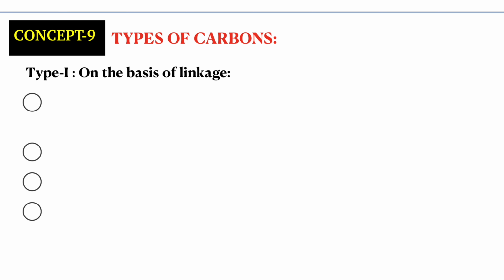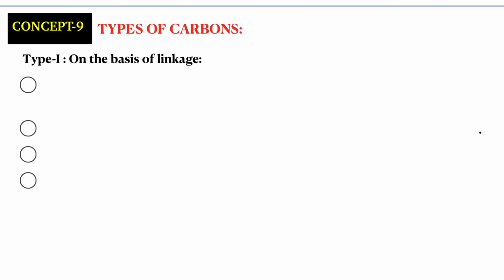In this video, we are going to discuss the different types of carbon atoms. There are two types of classifications. The first classification is based on the linkage. In this classification, carbons are classified into four types. They are 1 degree carbon, 2 degree carbon, 3 degree carbon, 4 degree carbon. This is primary, secondary, tertiary, quaternary or a neocarbon.